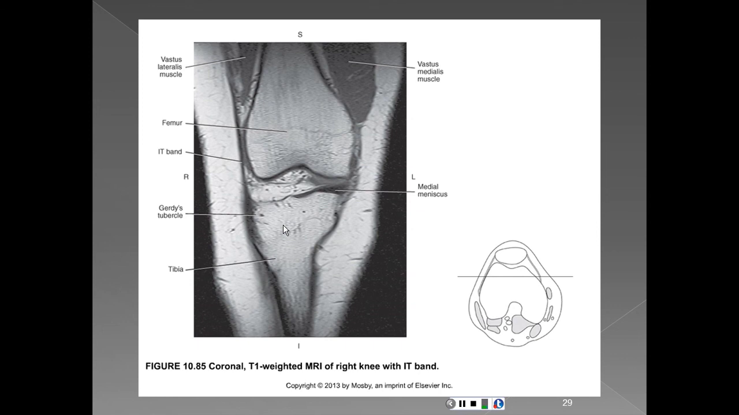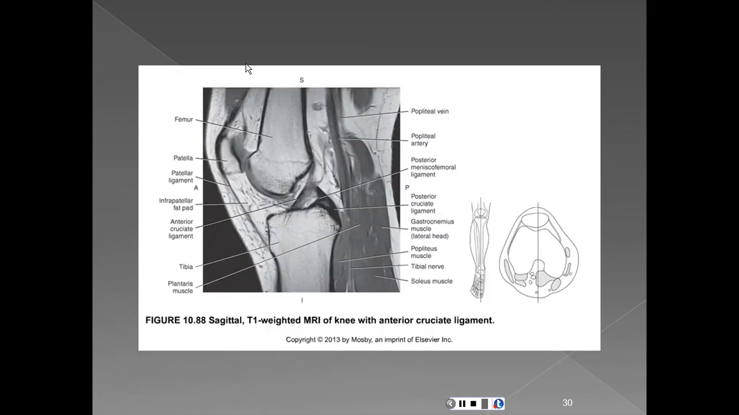Coronal T1 weighted MRI of the knee with the IT band. You should be very conversant with the IT band. The femur, the medial meniscus, right there. This is fat, vastus medialis, and the vastus lateralis muscle. We know that the vastus medialis and the vastus lateralis are part of the quadriceps femoris.